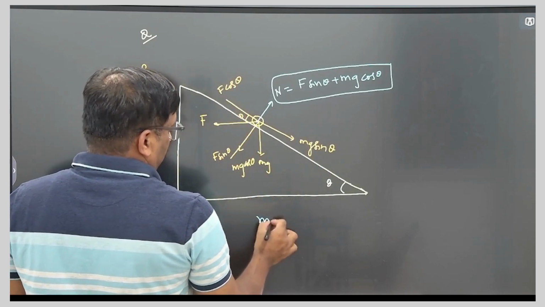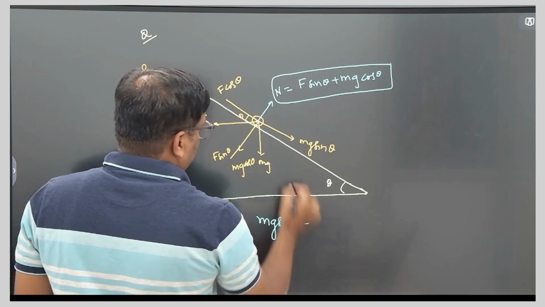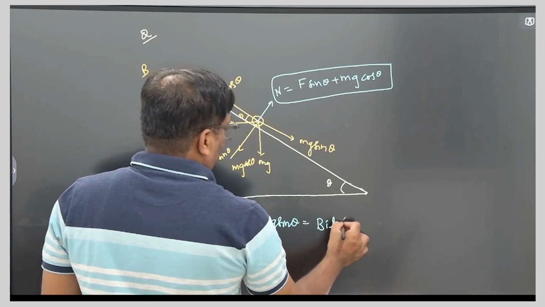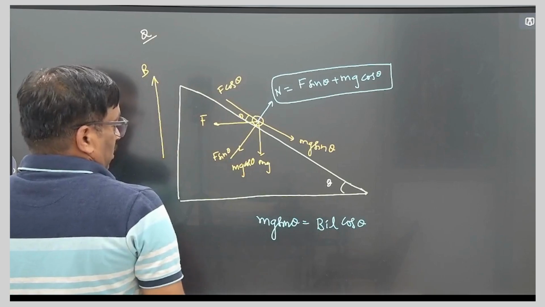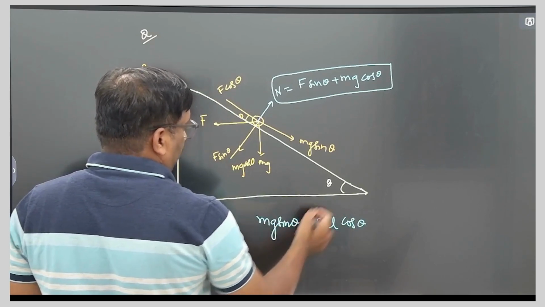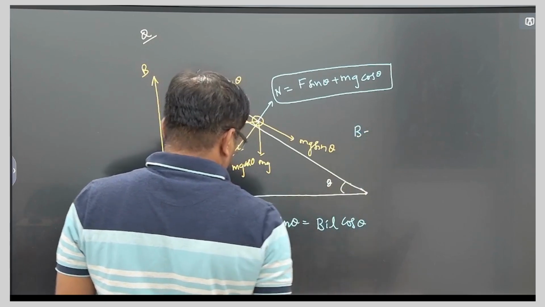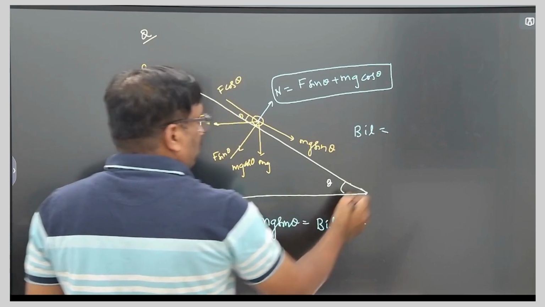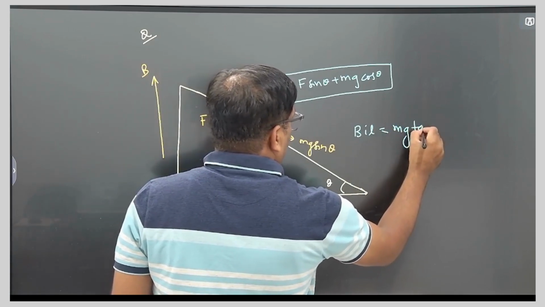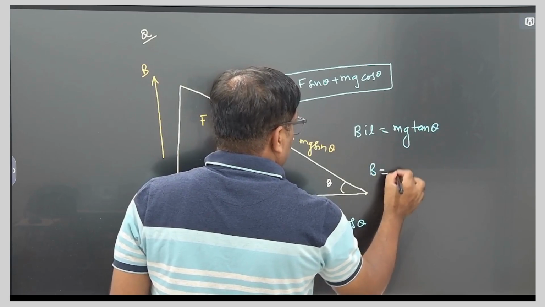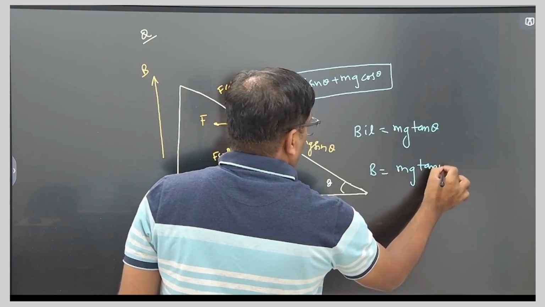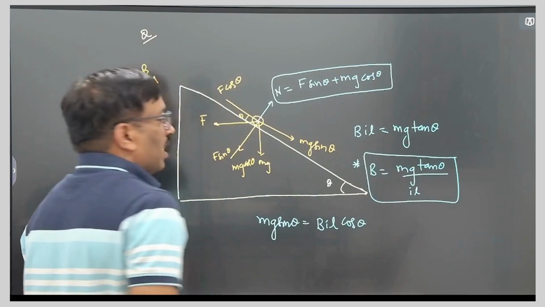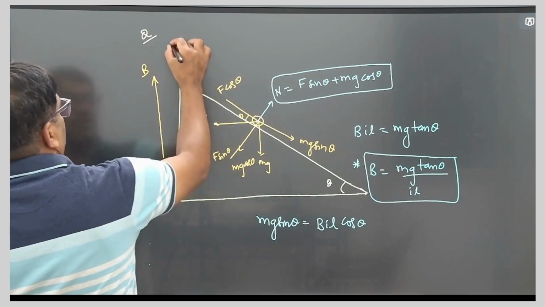How much will it be? mg sin theta is equal to F value. F value is how much now? B into I into L perpendicular, into cos theta, correct? So here we can write B into I into L, that is nothing but mg into tan theta. So most of the time they ask B, mg into tan theta by I into L, or they may ask you the current or whatever it may be. So this is one of your NEET questions.